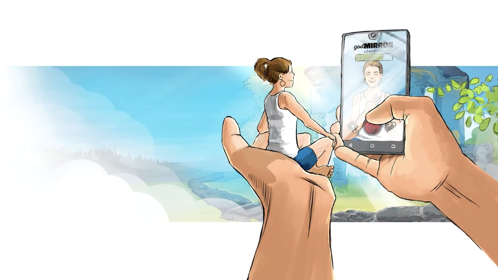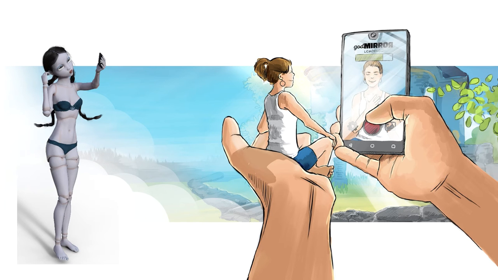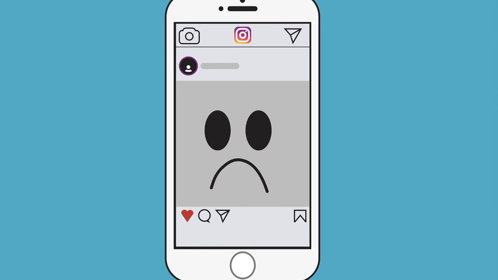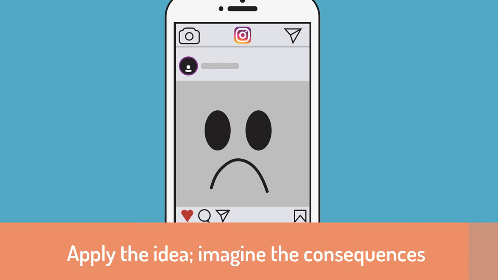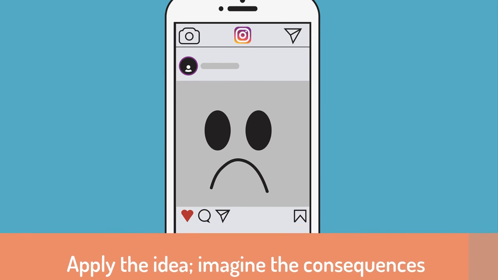Or what if the need for approval from others on social media completely disappeared? No more selfies, no more emotional upsets when you don't get the number of likes that you expected. This is an example of applying the idea of not seeking external approval and imagining what that might look like in a generation of teens and young adults.